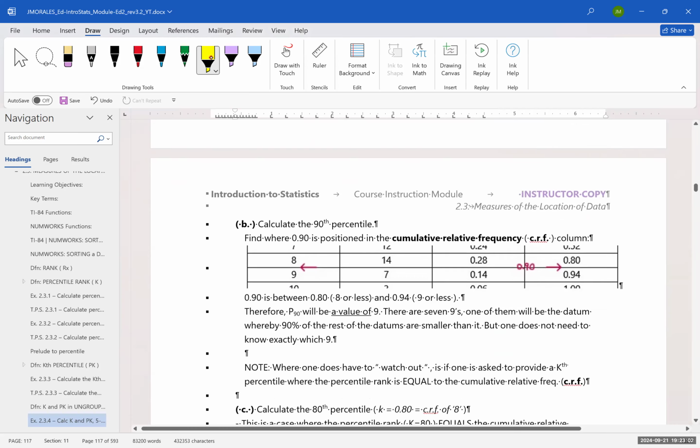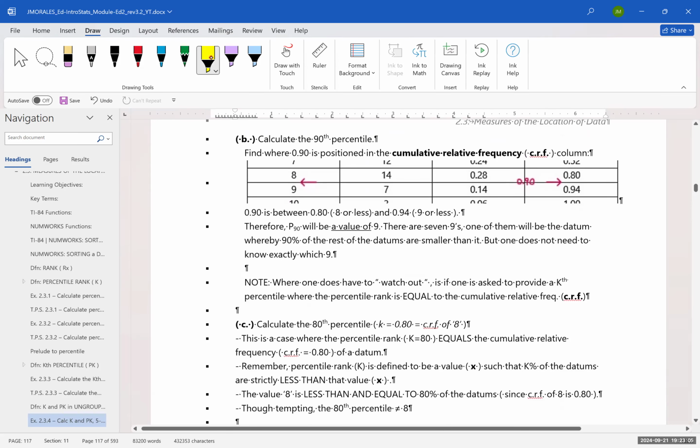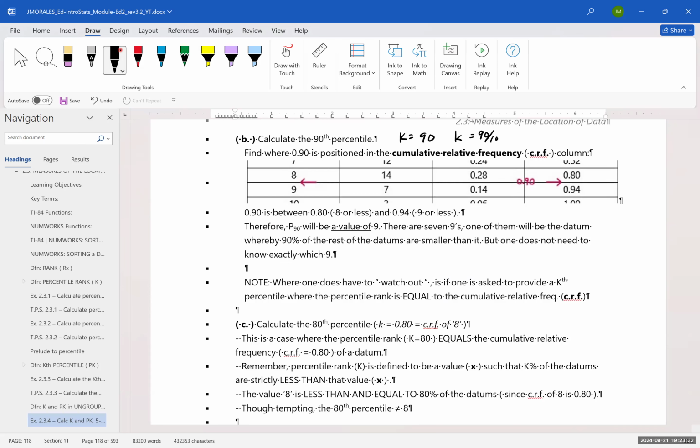Let's move on to part B, where we need to calculate the 90th percentile. So since we're calculating the 90th percentile, then what we've got is a percentile rank of 90. K is equal to 90, and lowercase k is going to be 90 divided by 100, which is 0.90. So you want to look under the cumulative relative frequency and try to find where 0.90 lives.